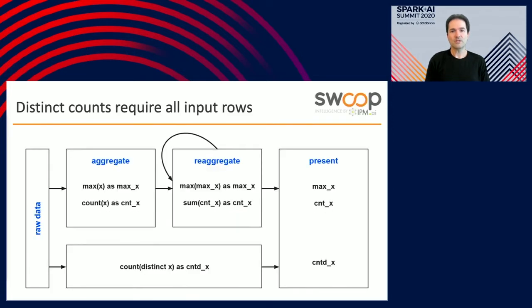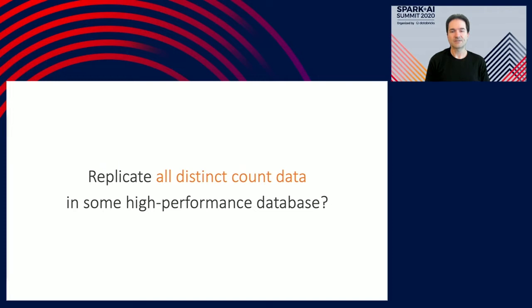So what do we do in this situation? I mean, it seems like with count distinct, we need to process every single row of the input data to produce a final count for users, and that kind of defeats the purpose of pre-aggregating and reaggregating. So let's dig into this a little more.